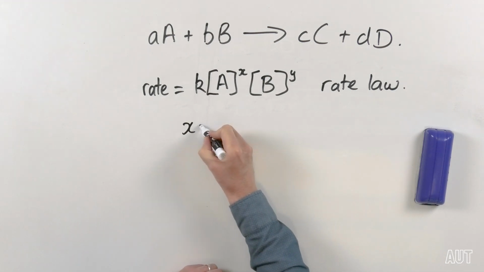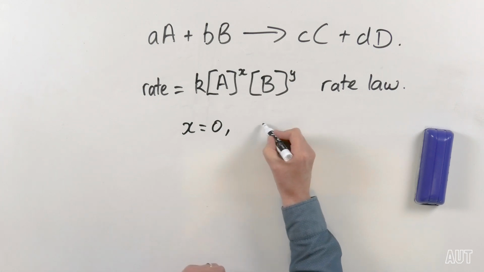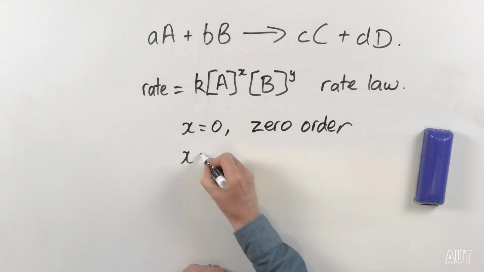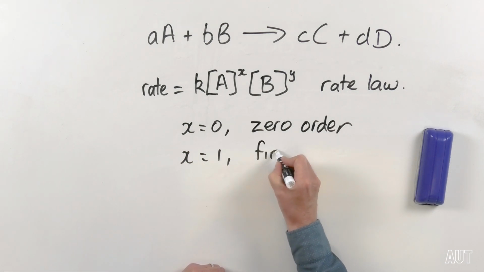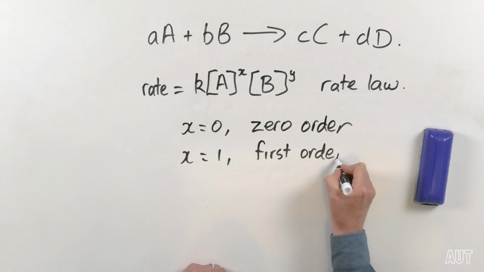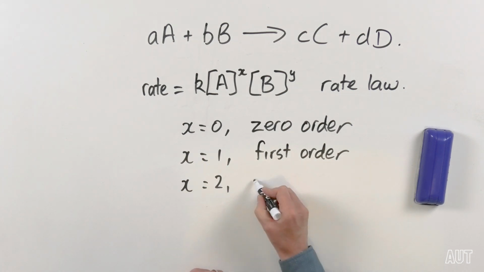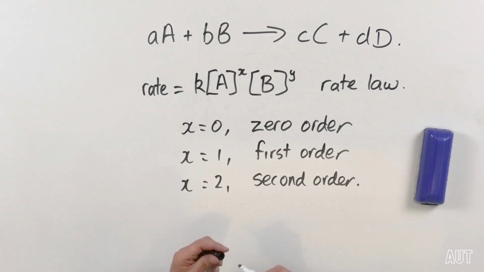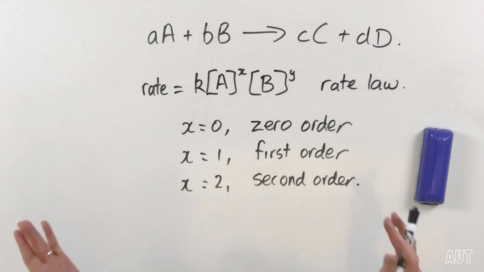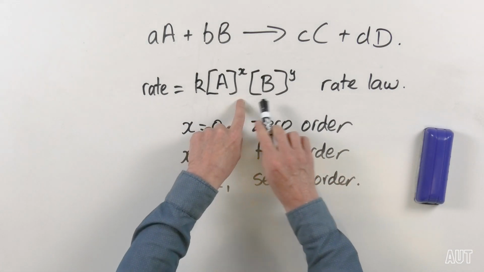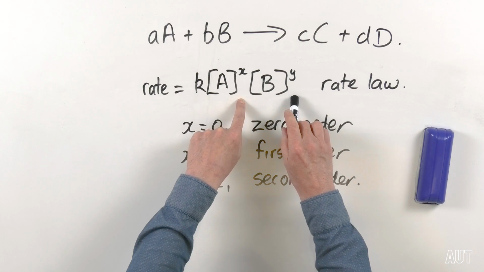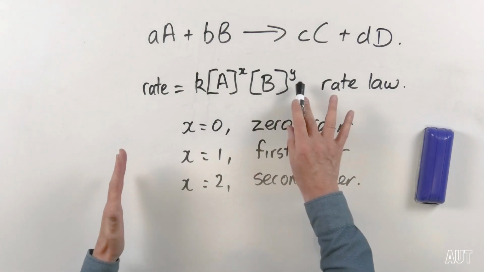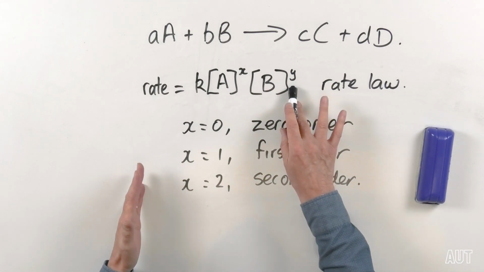If X is equal to 0, we call that, surprise, surprise, a zero order process. If X is equal to 1, then we call that first order. And if X is equal to 2, then we call that second order. And what we generally do is talk about the total reaction itself. So we sum X and Y usually. The overall order of the reaction is given by the sum of the individual orders.